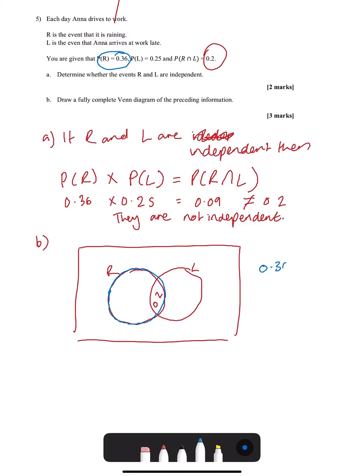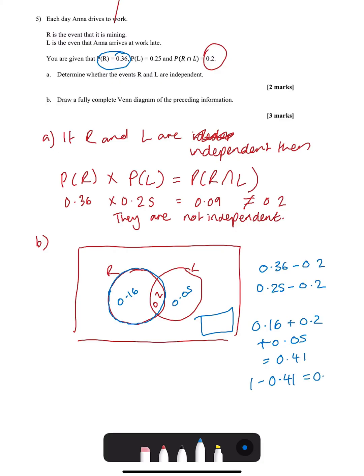0.36. So I need to firstly take away that 0.2 to see what's left over, which will give me 0.16. Same for L. So all of L added up to 0.25. So we're going to take away that 0.2 to leave me with what's left just in this section. And then the bit that people quite often forget, there should be some number outside. So we're going to add up what we've got, 0.16 plus 0.2 plus 0.05, which gives us 0.41, and then we're going to take that away from 1 to see we've got 0.59 left over.